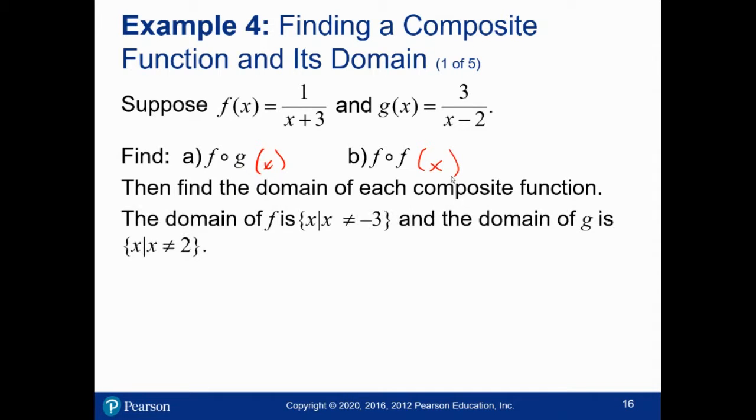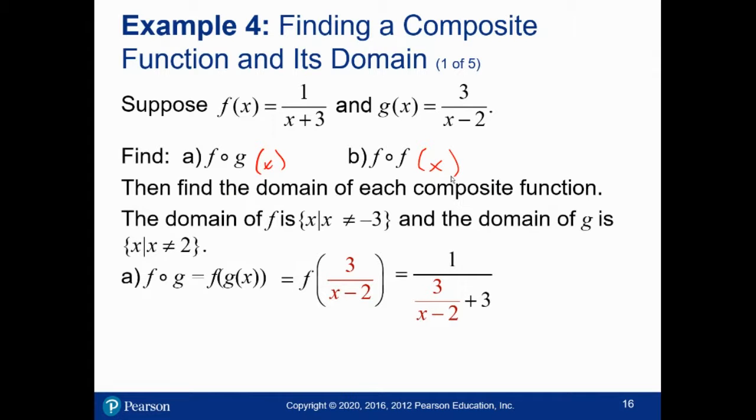So the domain of f is everything except for -3, and the domain of g is everything except for 2. This is a handy observation to make at the beginning before we start composing them together. So let's take a look at f of g. I take g of x, which is 3 over x minus 2, and I plug it into f, which means I have 1 over the input plus 3. And now I have to start simplifying things down.